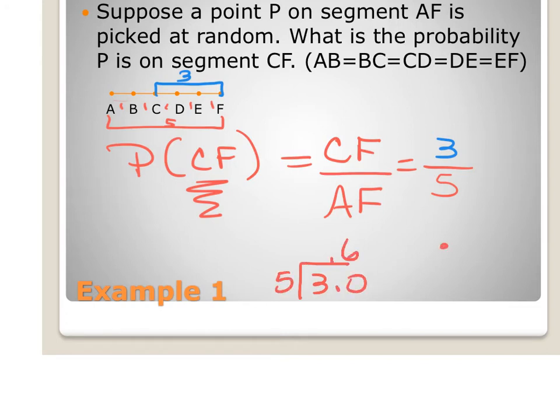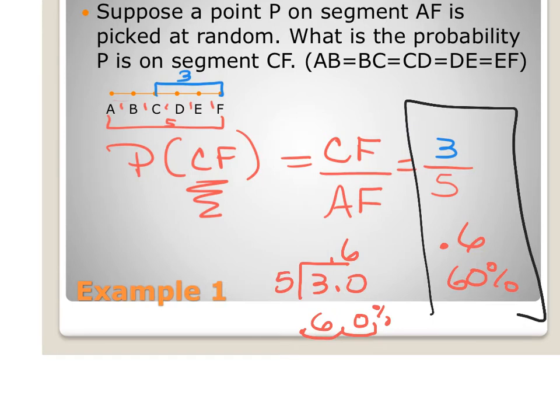And the answer is 6/10. And then remember, to make a decimal into a percent, you move the decimal point 2 times to the right. So this would be 60%. So they're either going to ask you to express your answer as a fraction, a decimal, or a percent.